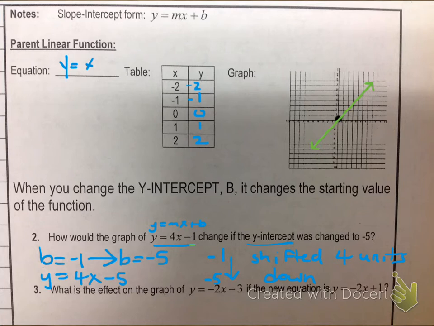Did the magnitude of the graph change at all? No, it did not. The magnitude stayed the same because we did not do anything with the slope. So the graph is still going to be tilted or slanted exactly the same as it was. The graph is just going to be shifted straight up or down. In this case, it's down 4 units.